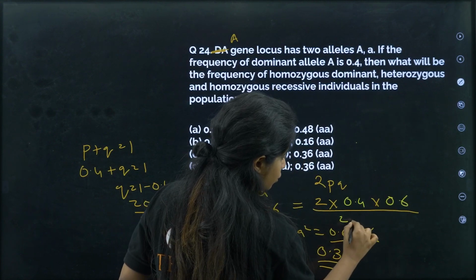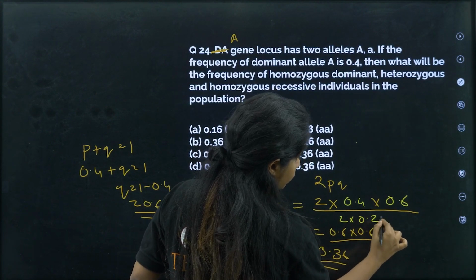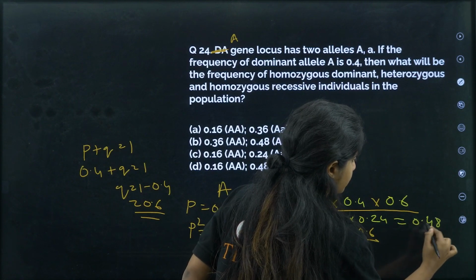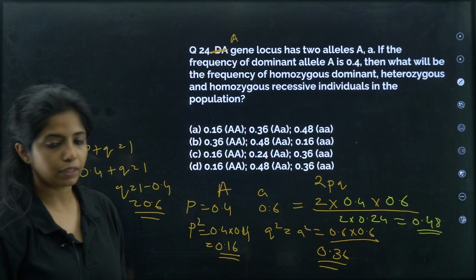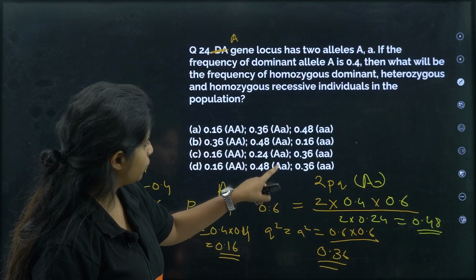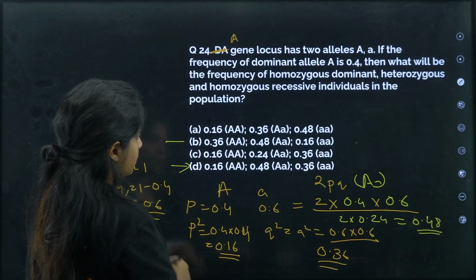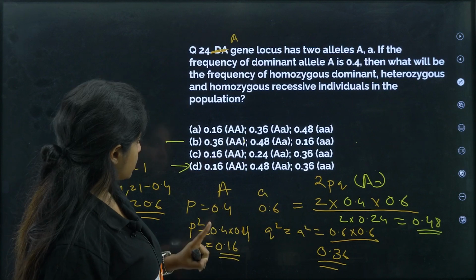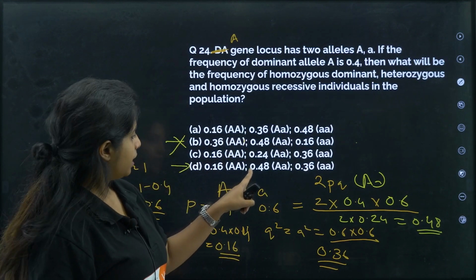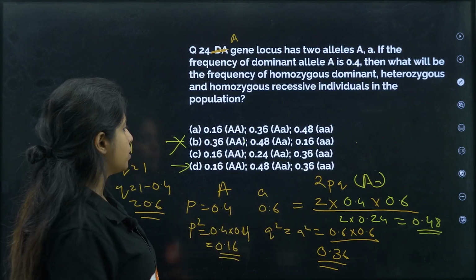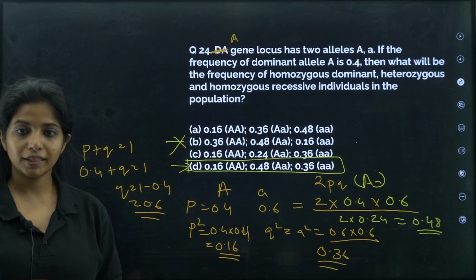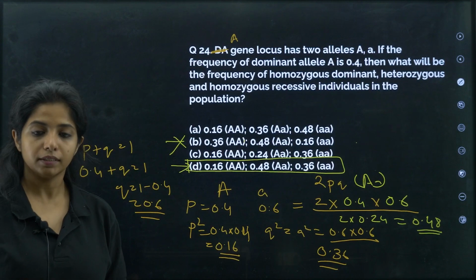Now it becomes 2 into 0.24, sorry. So it becomes 0.48. So your heterozygous is 0.48. That means you're talking about Aa, it is 0.48. Let's see. Aa is 0.48. So this is an option. Let's see. Capital A is 0.16. Capital A is 0.16. So this becomes wrong. Okay. And small a is 0.36. So this becomes right. This is the correct option. Cool? Easy, no? It is easy.